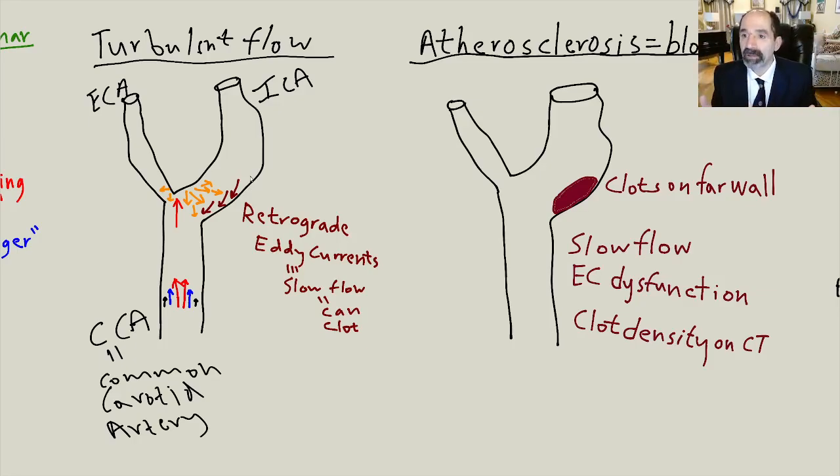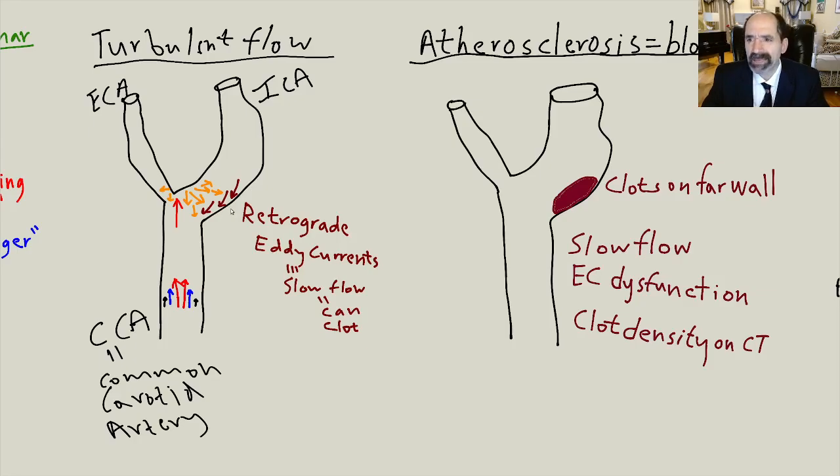So chaotic blood flow is called turbulent blood flow. And then some of the blood flow goes backwards. It goes backwards here in the middle. And that backward flow is called retrograde flow. It's also called eddy currents.